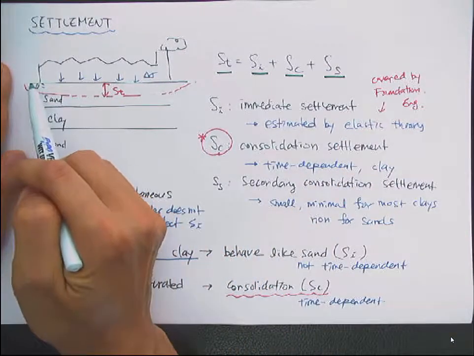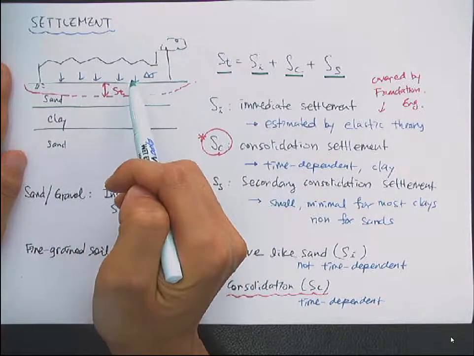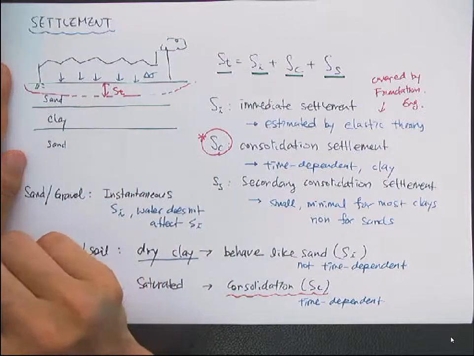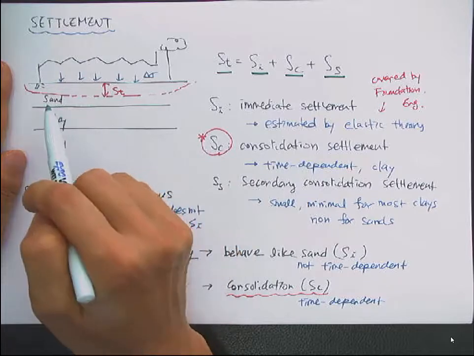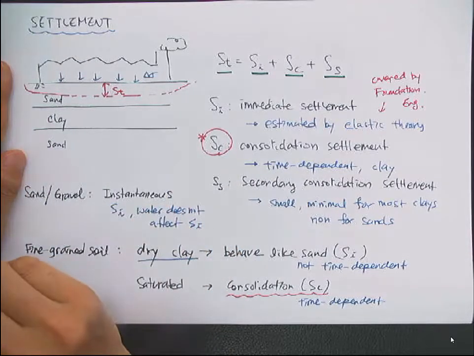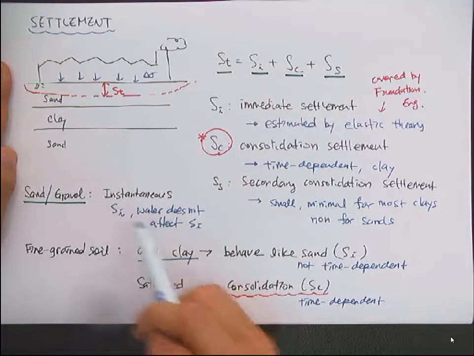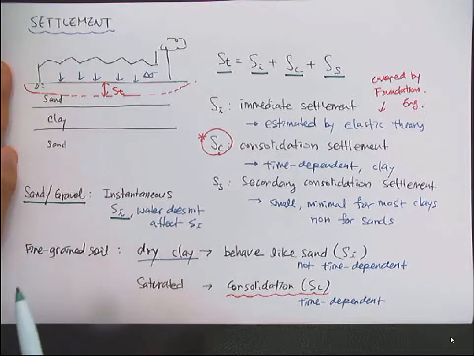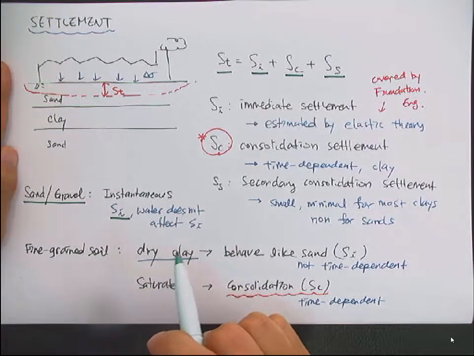So let's say that we have a structure on a ground surface. This structural weight will cause additional stress on the ground surface, and that's going to cause the settlement. And in the sand, because the permeability is high, as soon as you apply the load, the water will escape and it's going to cause elastic deformation instantaneously. So in the sand and gravel, you have an instantaneous settlement. And the presence of water does not affect this instantaneous settlement.